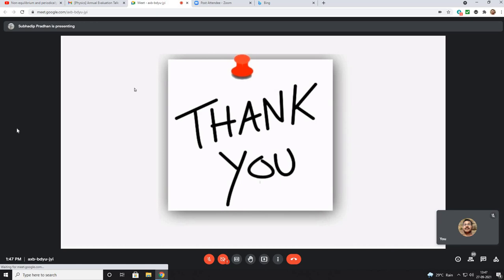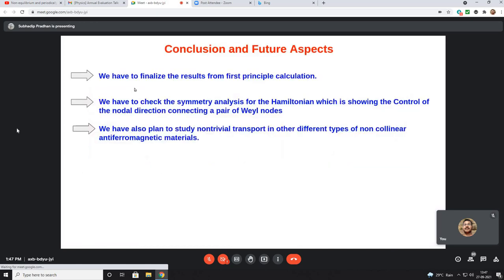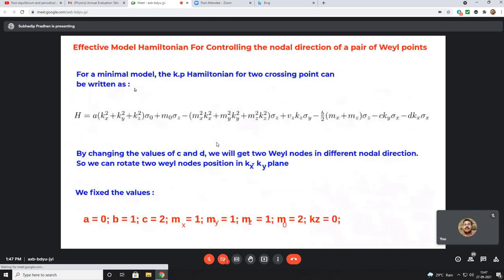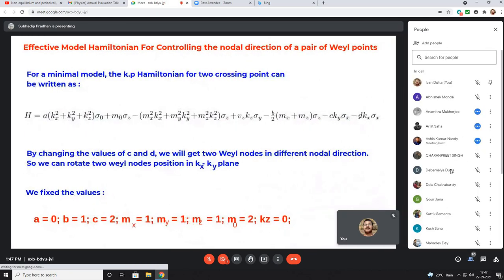Okay. Yes, I may have missed. So in your model, by C and D, what are you changing? Here I put this term C ky sigma x minus D kx sigma x. Okay. So for this term, if we change the values of C and D, we can get Weyl nodes in different directions.